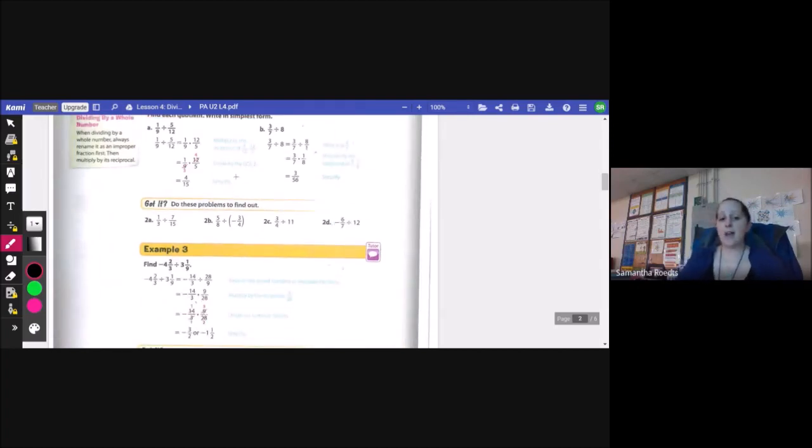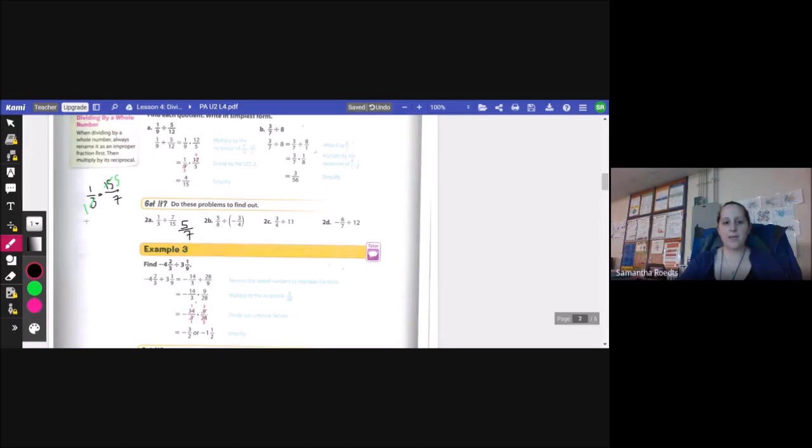So for 2a, I have 1/3 divided by 7/15. So this becomes 1/3. I change my division to multiplication, and then I flip my second number. So 7/15 becomes 15/7. Okay. I can cross simplify, so 3 and 15 cancel. So I have 1 here and 5 here. So that means I have 5 over 7.